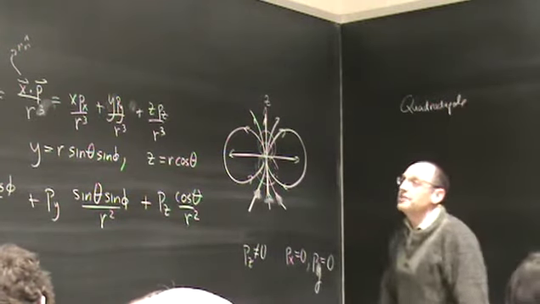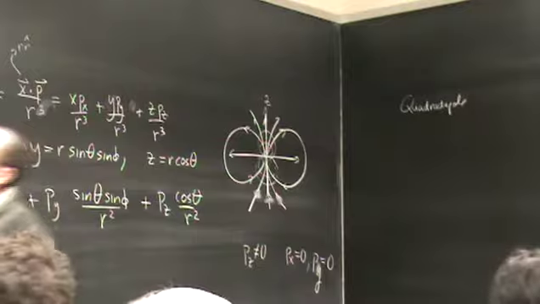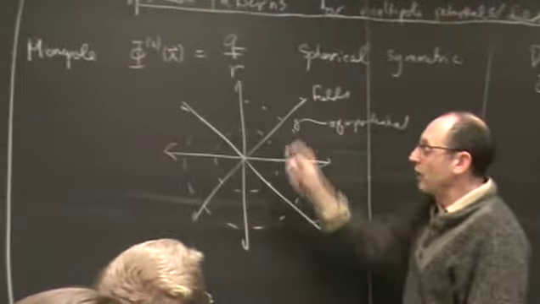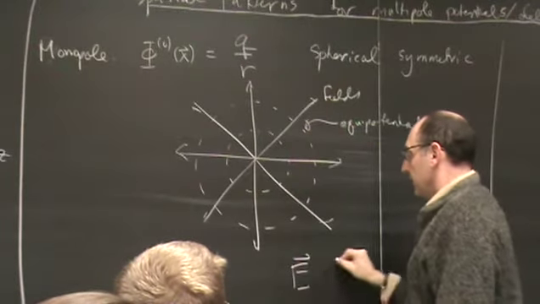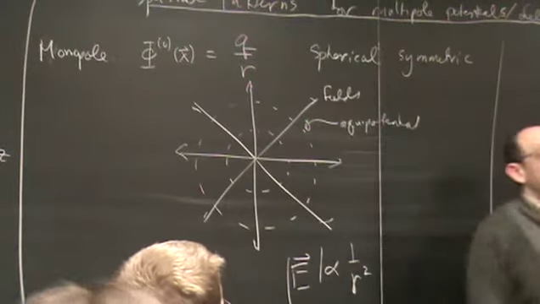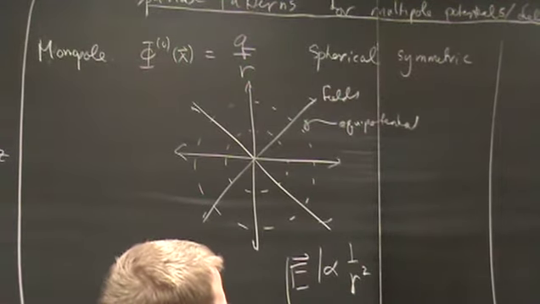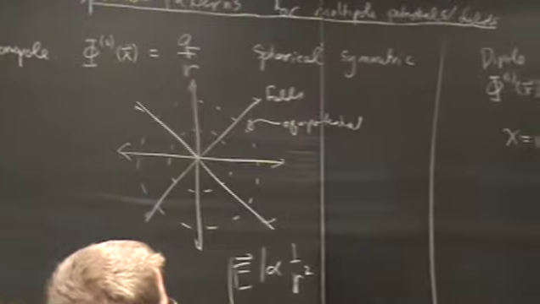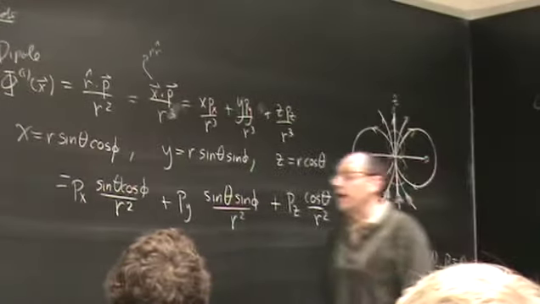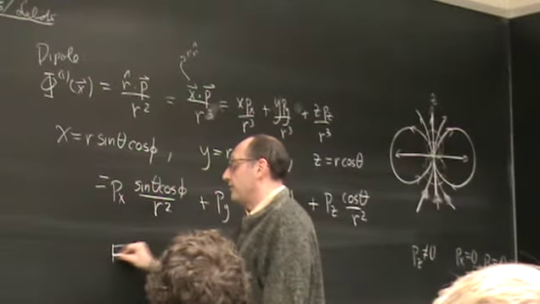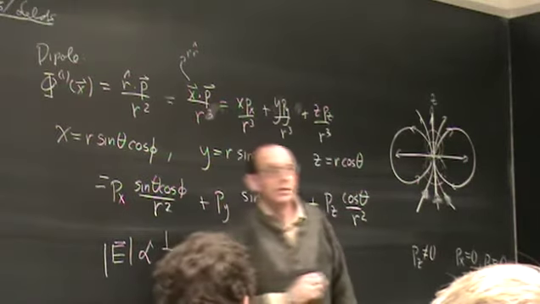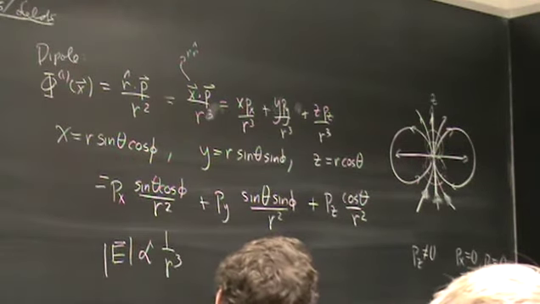Oh, by the way, I should mention, of course, in the monopole, the potential falls off like 1 over r, and the field scales like 1 over r squared, right? Because the field is the gradient of the potential. And similarly here, the potential falls off characteristically with distance as 1 over the square from the dipole, whereas the field falls off like 1 over the cube.